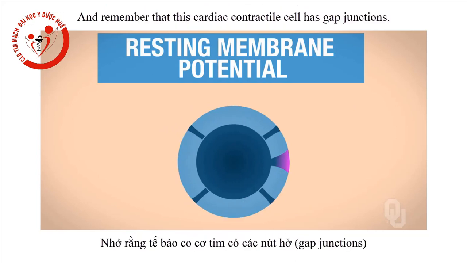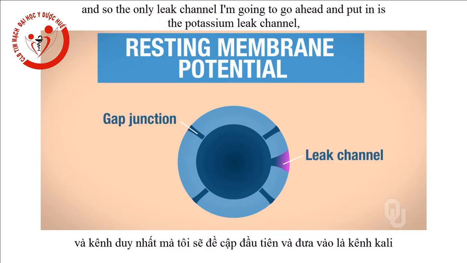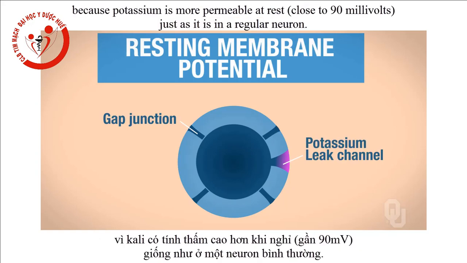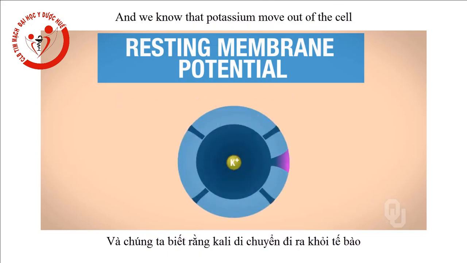And remember that this cardiac contractile cell has gap junctions. Now, along with those gap junctions are your leak channels. And so the only leak channel I'm going to go ahead and put in is the potassium leak channel, because potassium is more permeable at rest, close to negative 90 millivolts, just as it is in a regular neuron. And we know that potassium moves out of the cell.